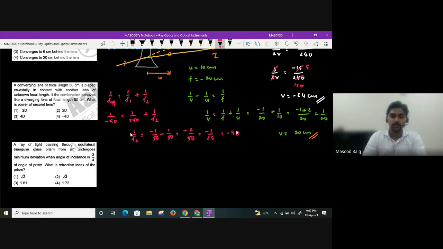So what is 1/F? Is it the power of the lens or not? So how much should the power of the second lens be? It should be minus 4 diopters. Clear?